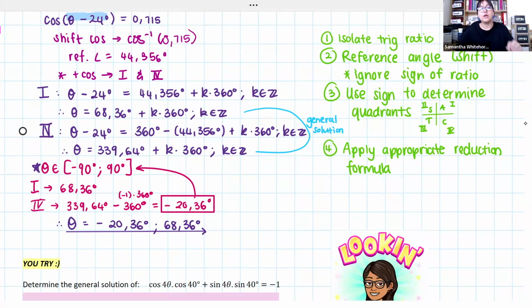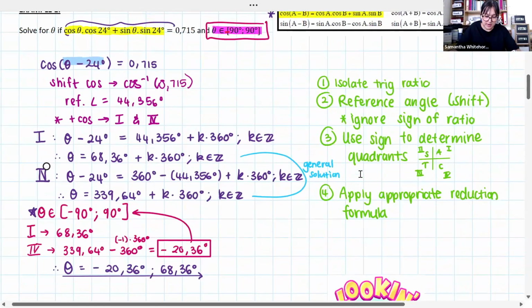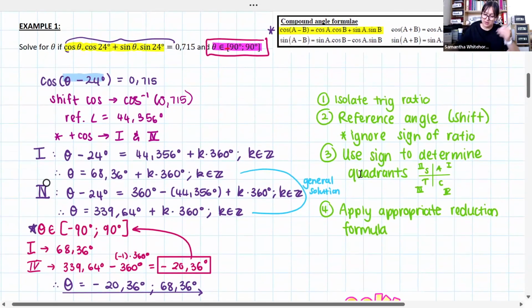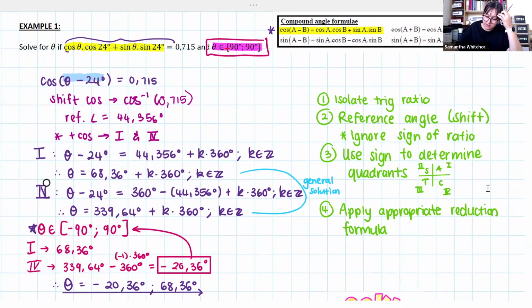All right, so when you are given a specific domain, you need to be very, very careful to actually go and find the specific solutions appropriate for that domain. All righty, so there's your first example. I don't think I really need to do any other steps here. Maybe I can just add one more.